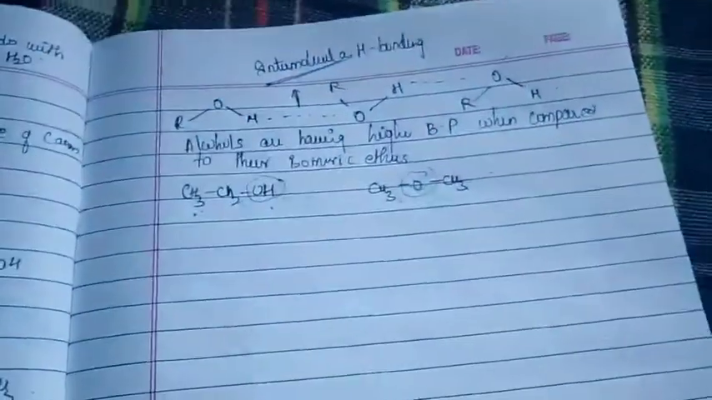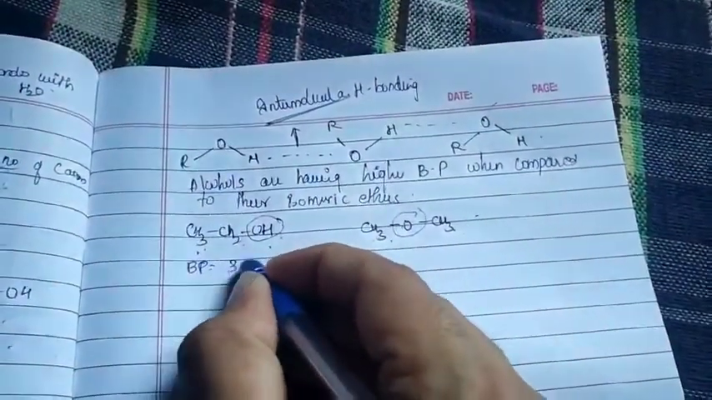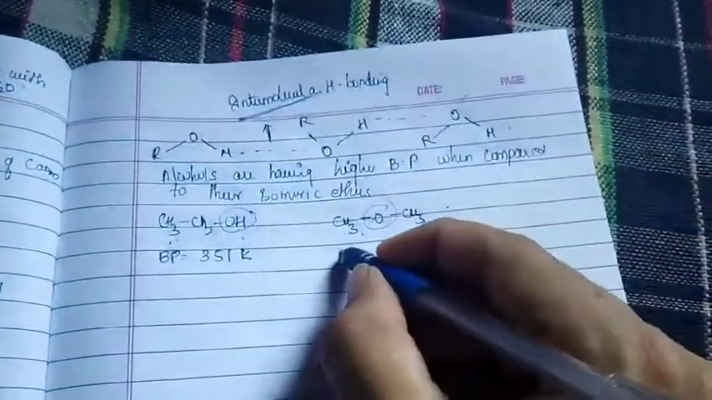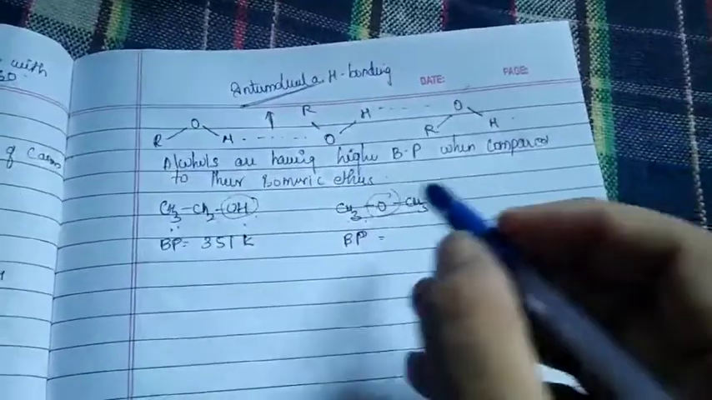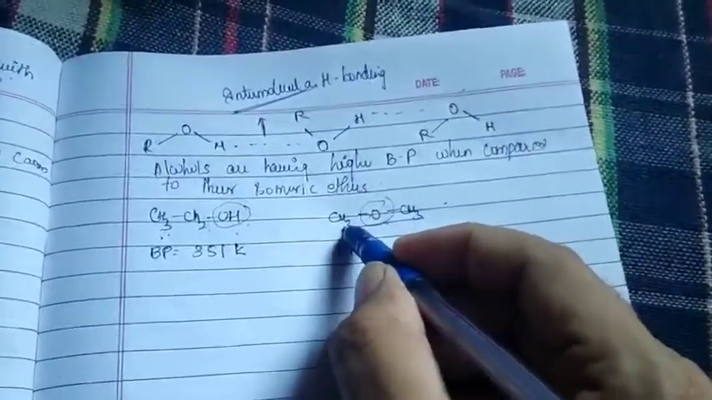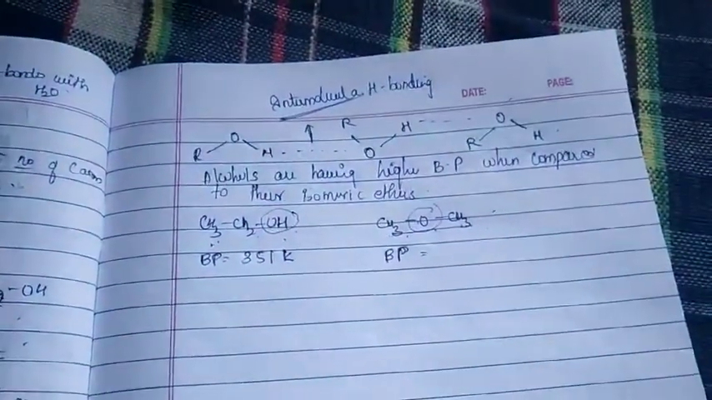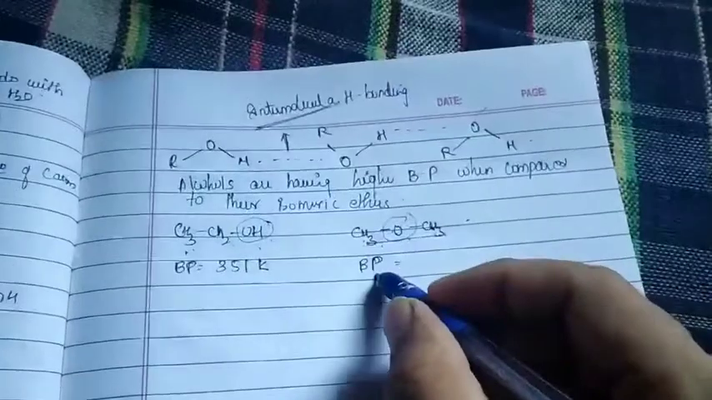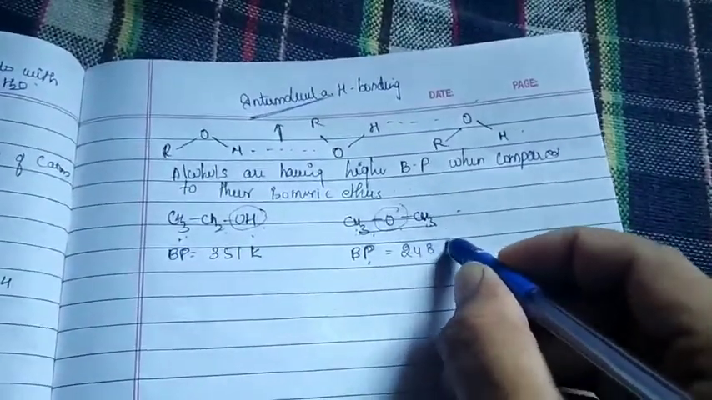So when I am observing their boiling points, the boiling point of the alcohol is nearly 351 Kelvin, whereas the boiling point of this ether, which we call methoxymethane, is nearly 248 Kelvin. How to name it like this, I will teach again in the nomenclature of ethers. Okay, but you remember it is called methoxymethane.